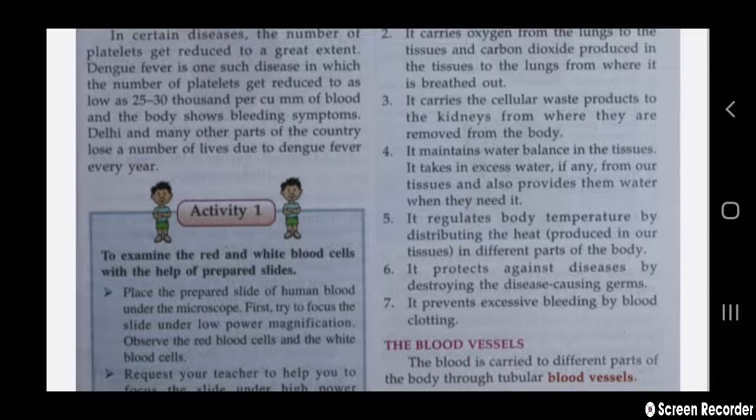Delhi and many other places sometimes lose a number of lives. They lose their people due to this dengue fever.